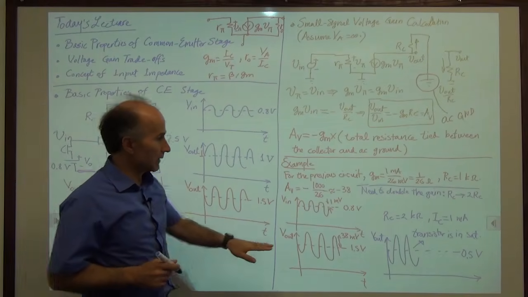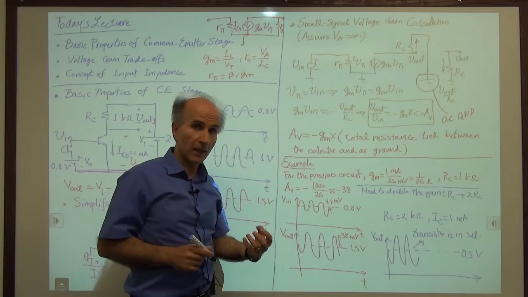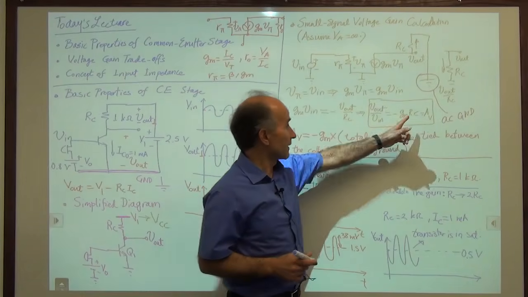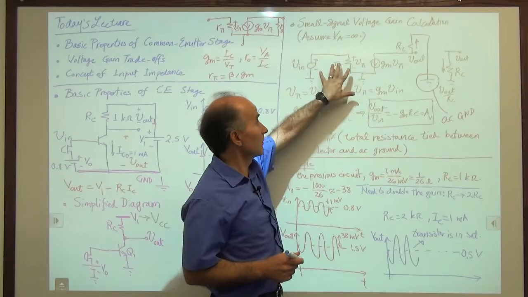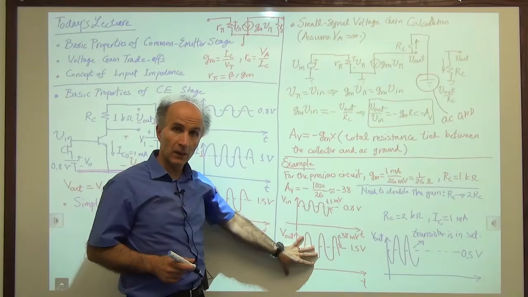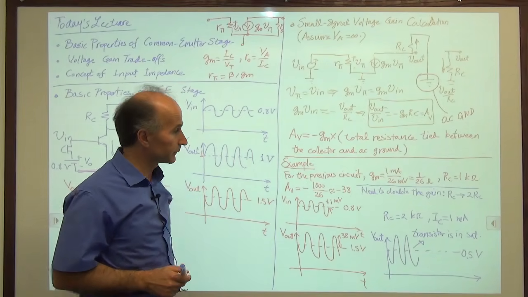Okay, so this is a basic limitation of the gain that we can obtain from a simple common emitter stage. We see that as RC increases, even though this equation says we're good, the small signal model says we're good, when we look at the actual behavior, we see that we're not good. The transistor is going to saturation.